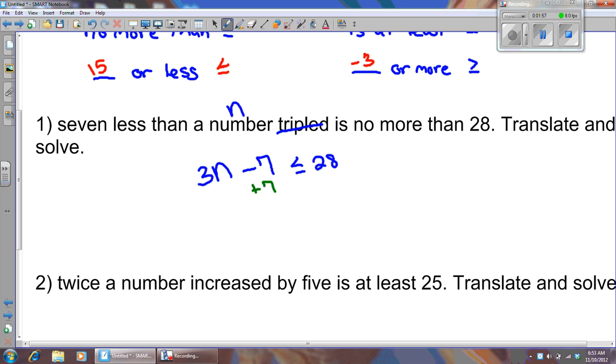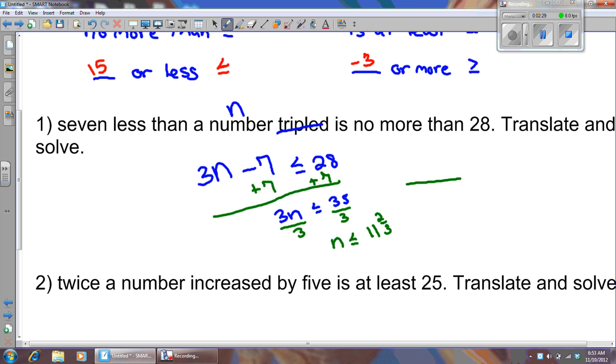I'll add 7 to each side, and I'll get 3n less than or equal to 35. And I'll divide by 3. So n is less than or equal to 35 thirds. Well, 36 thirds would be 12. This is 1 short, so I'm going to get 11 and 2 thirds.